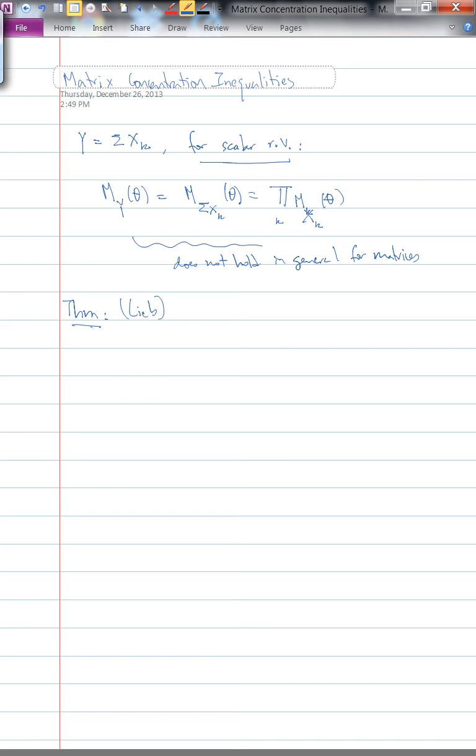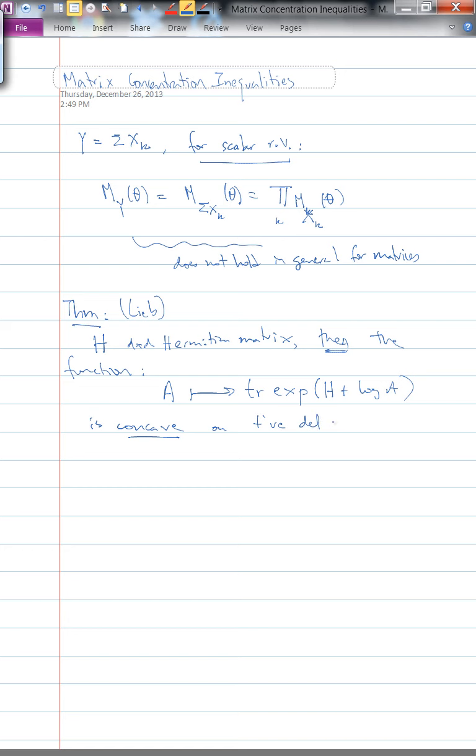And this theorem says the following: if H is a d by d Hermitian matrix, then the function that maps a matrix A to the trace of exp of H plus log A, so note H is fixed, it's A that's the variable here, is concave on the positive definite cone. Note again that if A is a scalar, then this is just a linear function of A. So it's linear, it's not even concave. So concavity really is a property that emerges only for matrices.